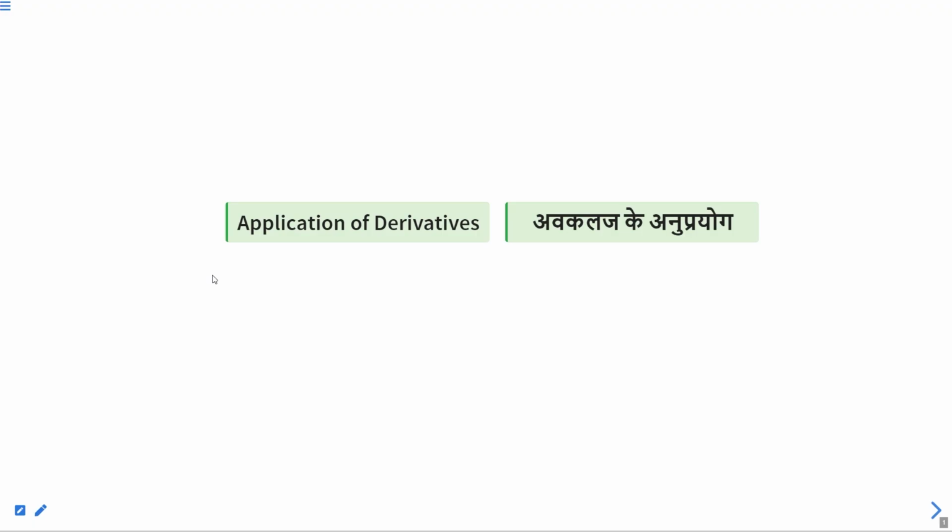Hello everyone. In today's lecture, we will start a new chapter named Application of Derivatives. We have seen what derivatives are. We have seen different types of derivatives, different methods of derivative. Now in this chapter we will see different applications of derivatives.